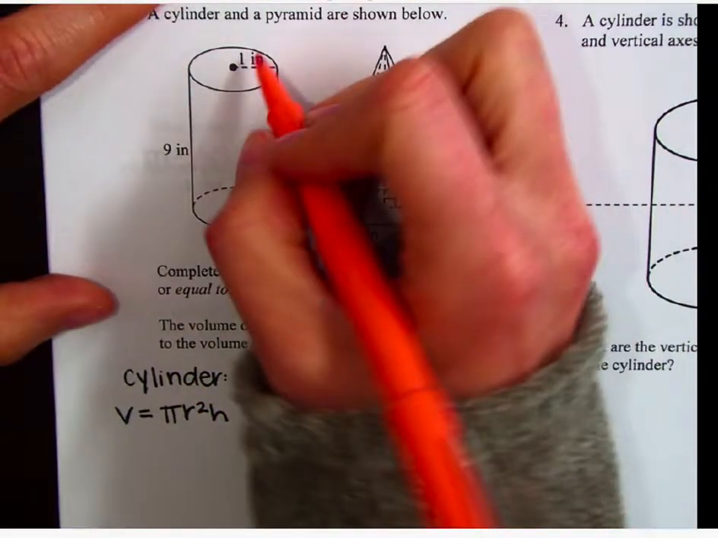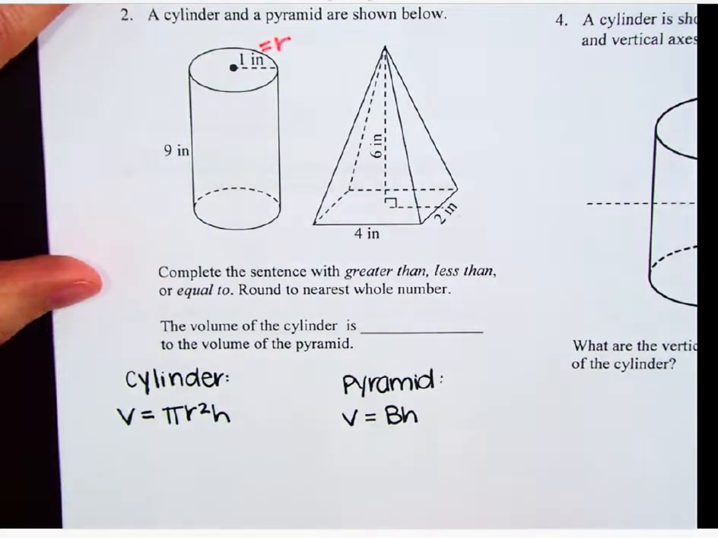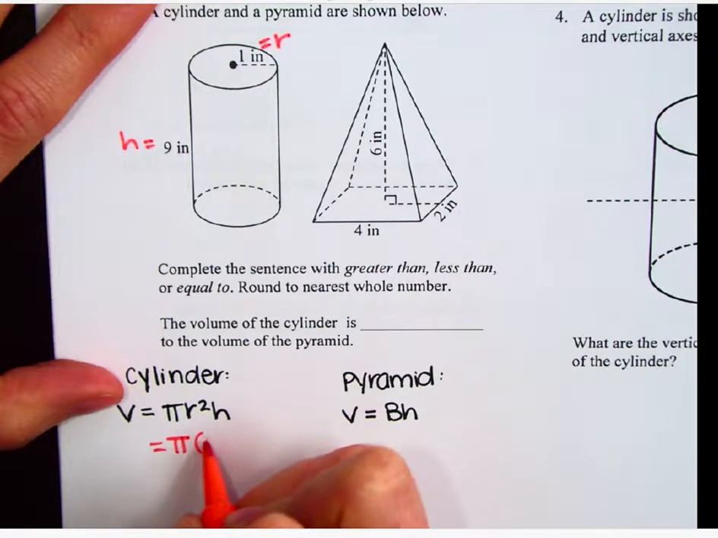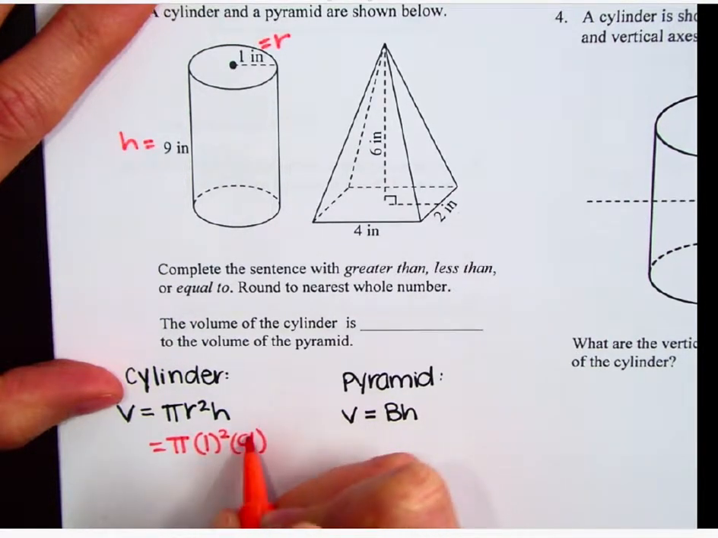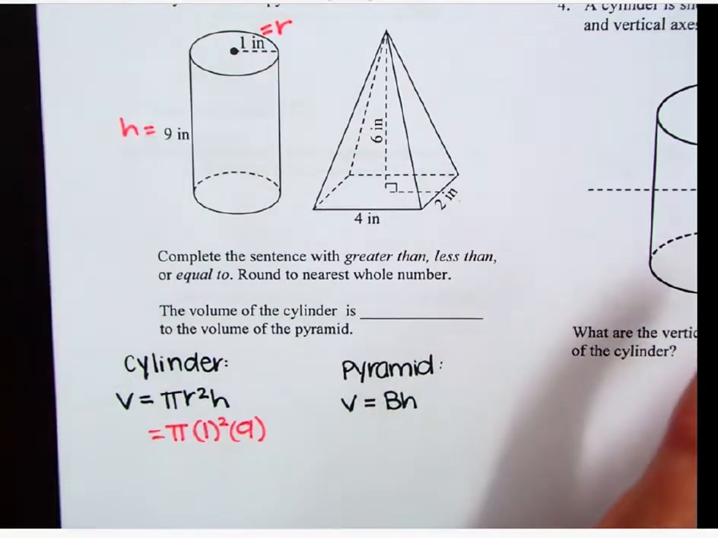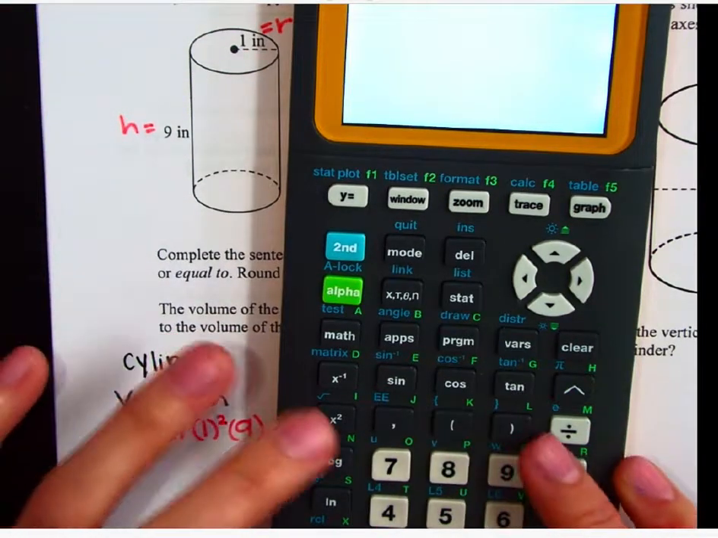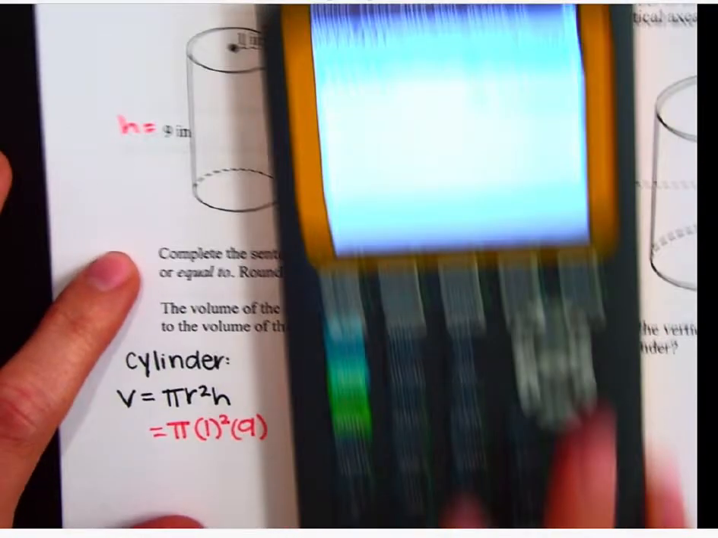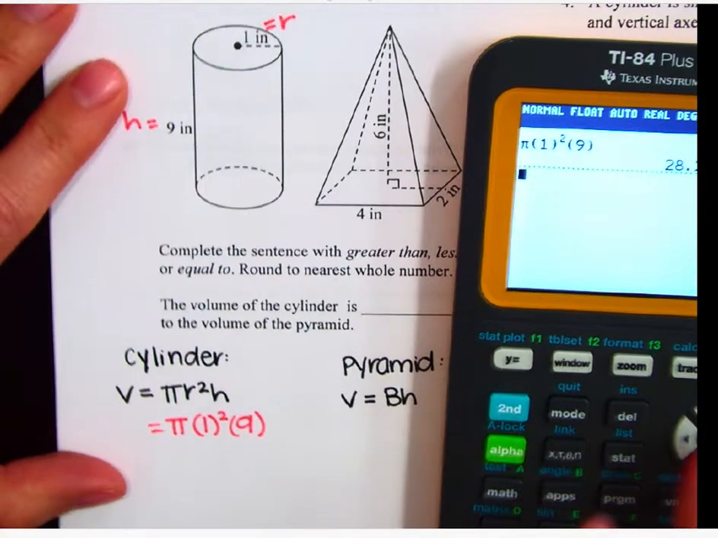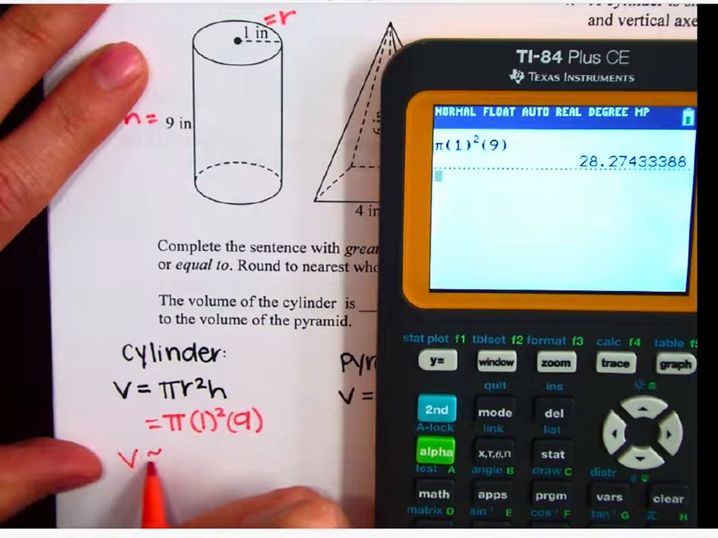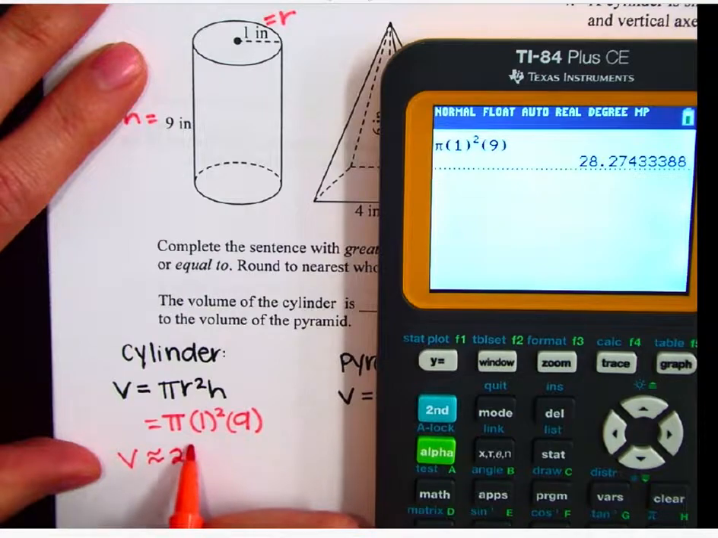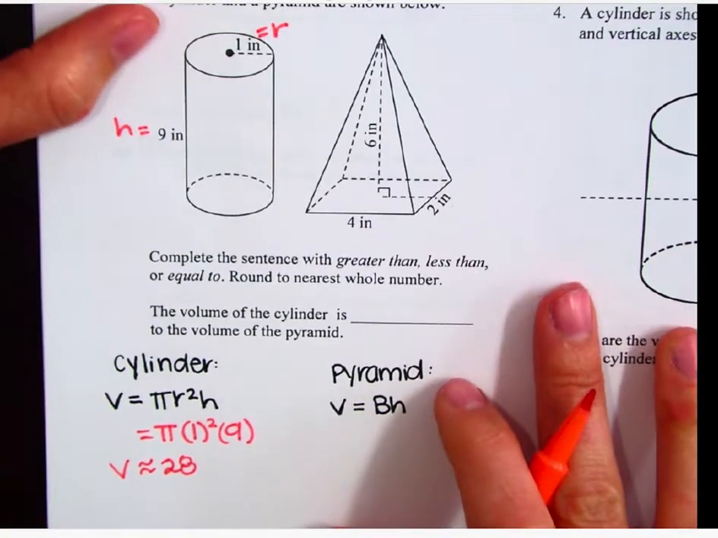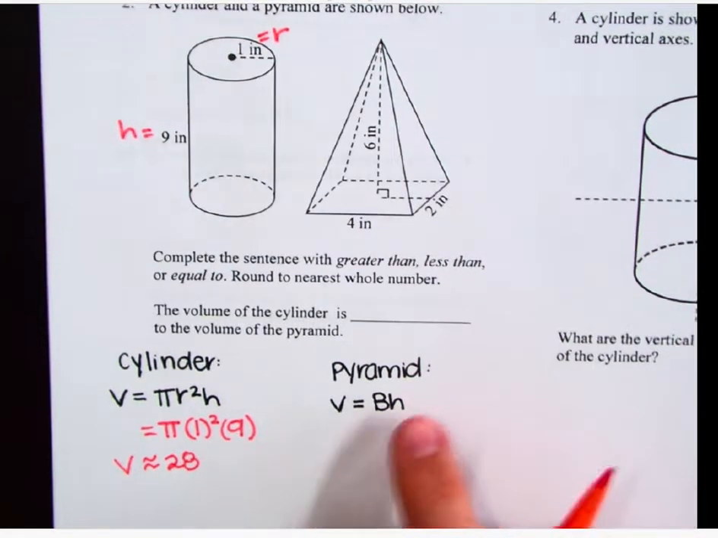So here we have the radius is 1 in the cylinder, and the height is 9. So when we plug that into our formula, looks like this, and in the calculator, when I type that, we end up with about 28.27 for the volume of the cylinder, but it said round to the nearest whole number. We can put 28.